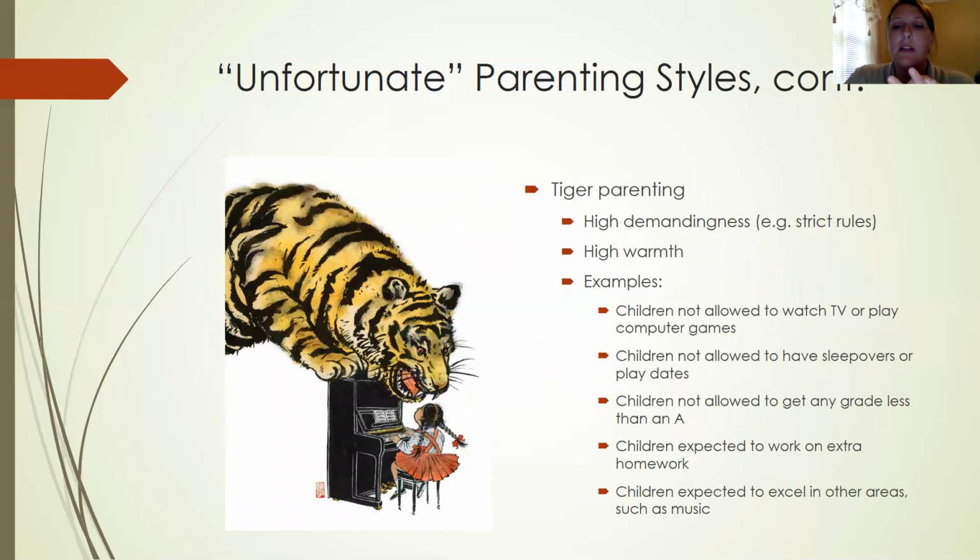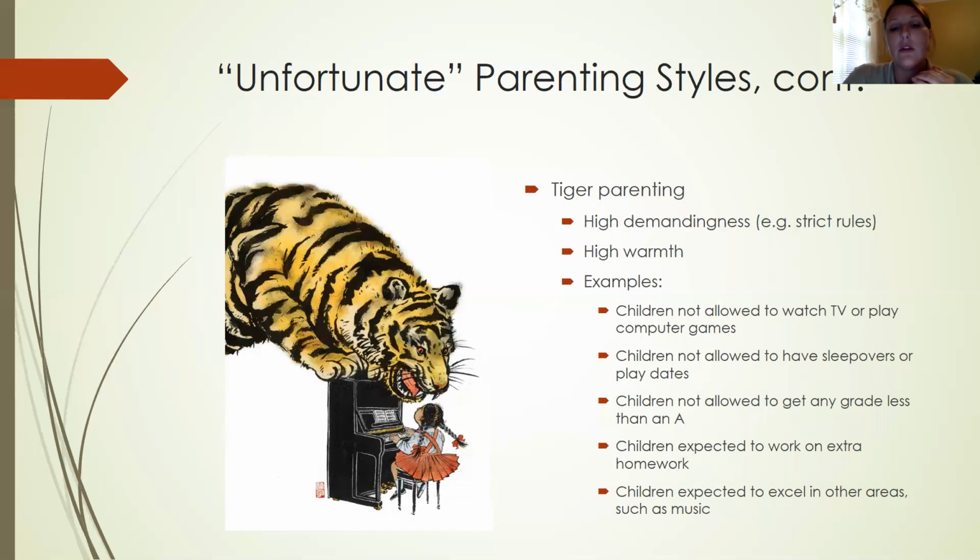Now, this is where we see a really high level of demandingness. Now, this is beyond the authoritarian. This is extreme levels of demandingness, but we also see high warmth. In this, we see some really strict boundary control, like very, very strict. Not just, okay, you have a curfew.